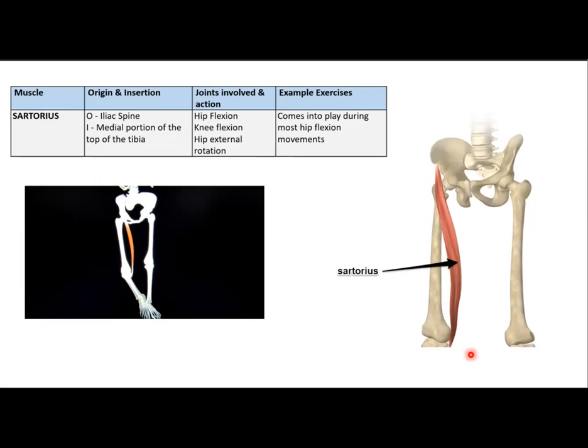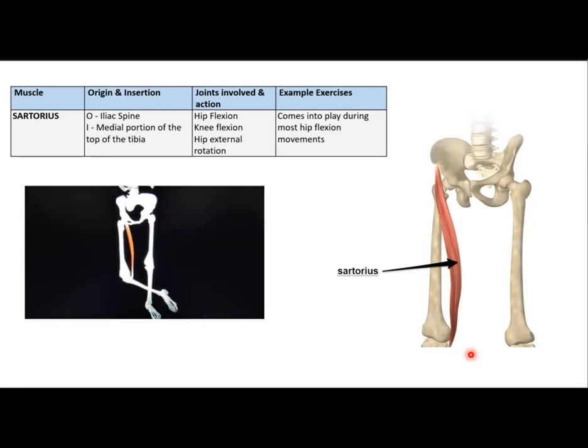But this is the main part. So it does a hip flexion, a knee flexion, and also an external rotation. So when you do an external rotation, the sartorius is involved. It's called the tailor muscle. It's just additional information for you.